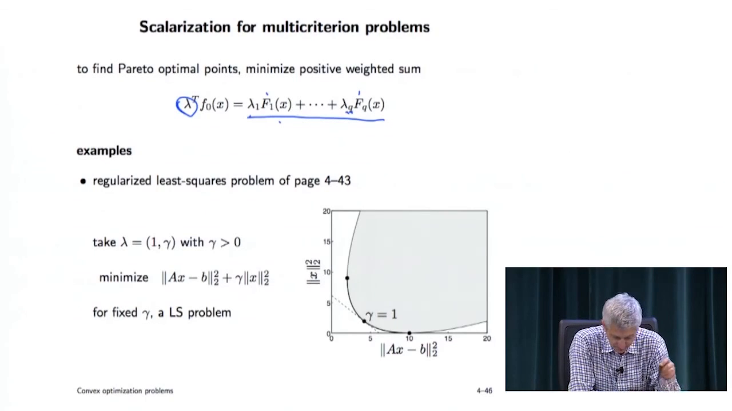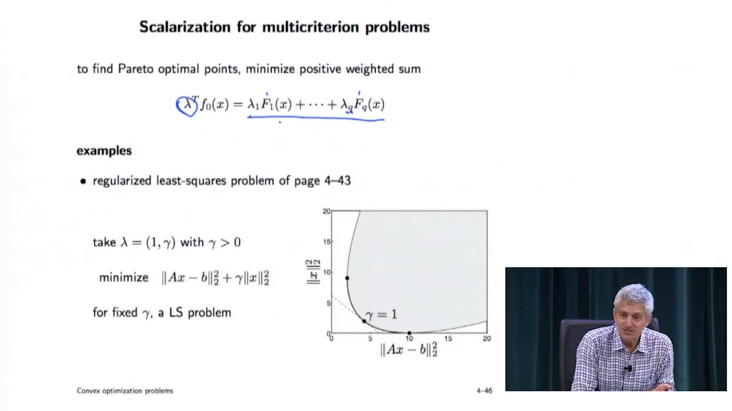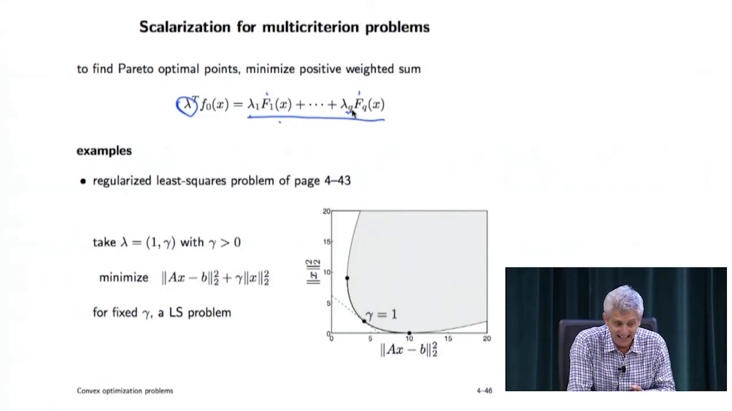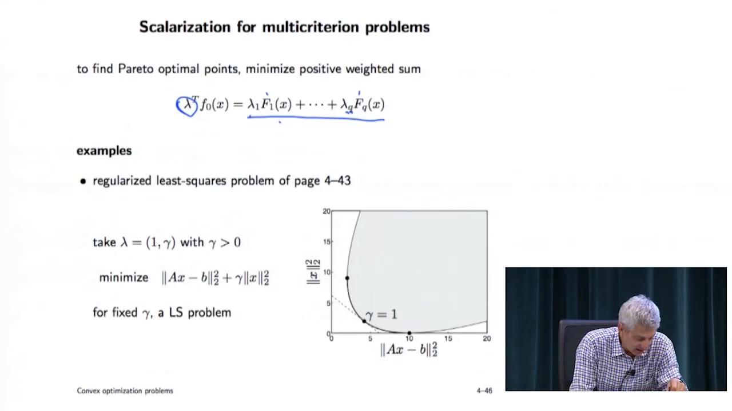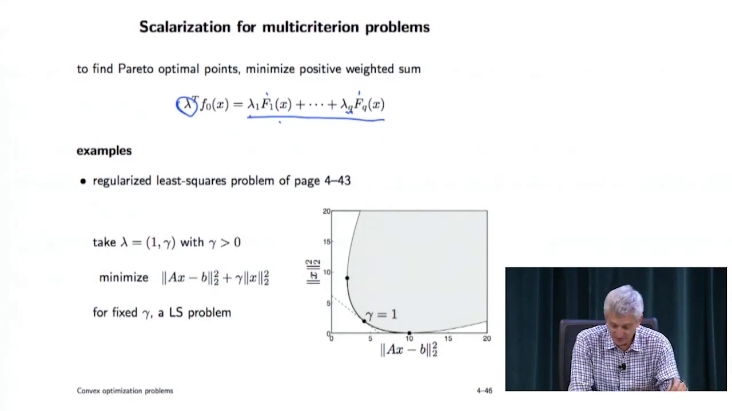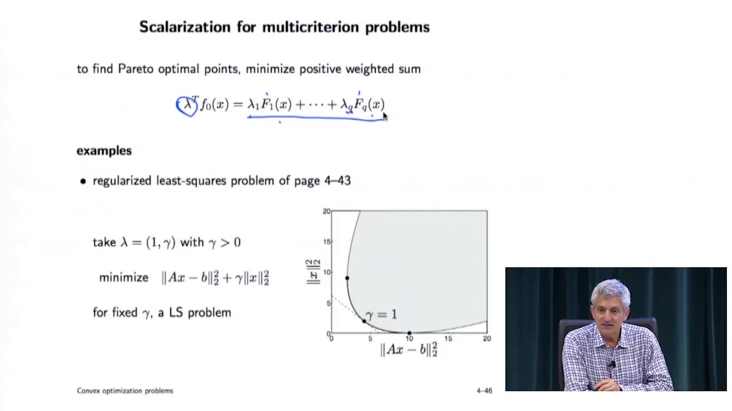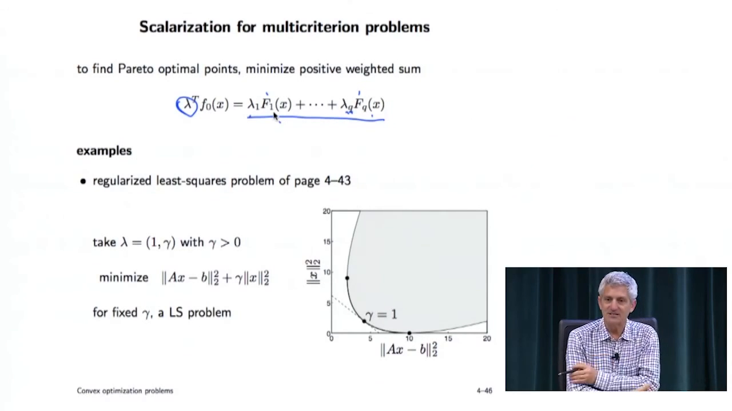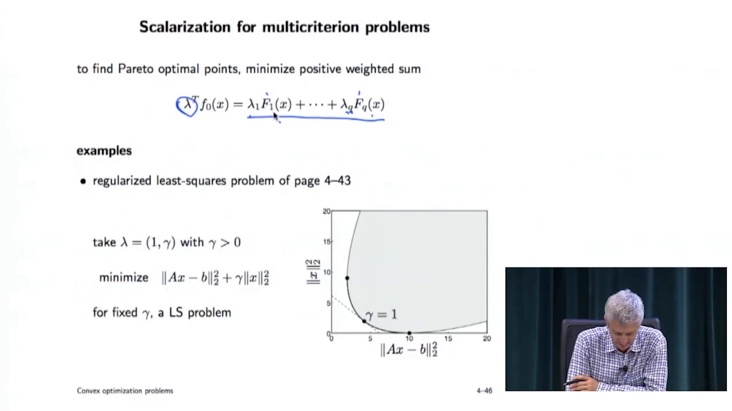Another interpretation is that these weights are more abstract. They just tell you how much you care, how irritated it makes you. If lambda 1 is 1 and lambda Q is 10, someone says, what's that all about? And you say, well, that just means that I find a unit increase in FQ to be 10 times more irritating than a unit increase in F1. So they're just relative weights.